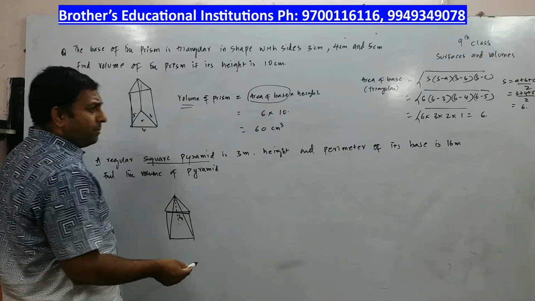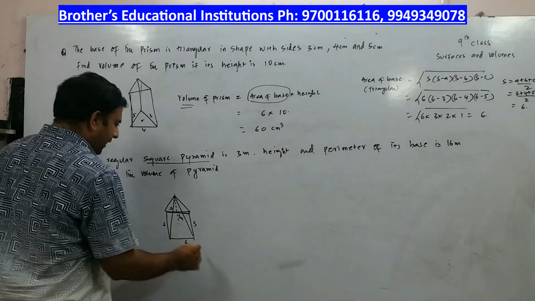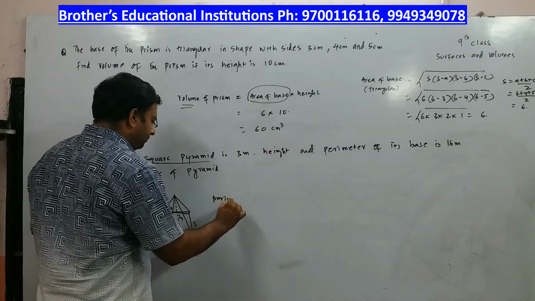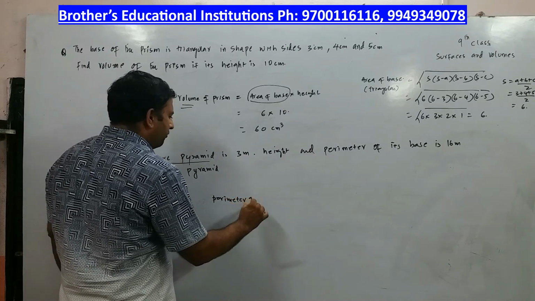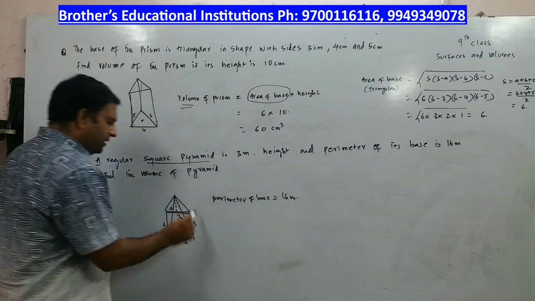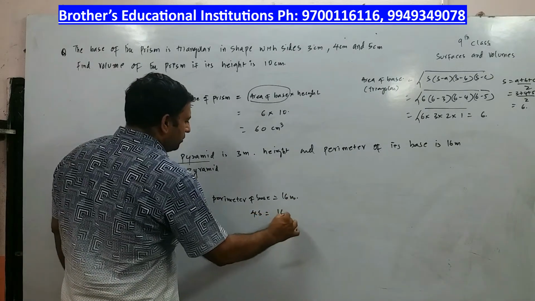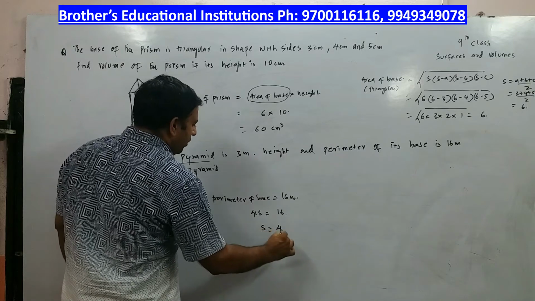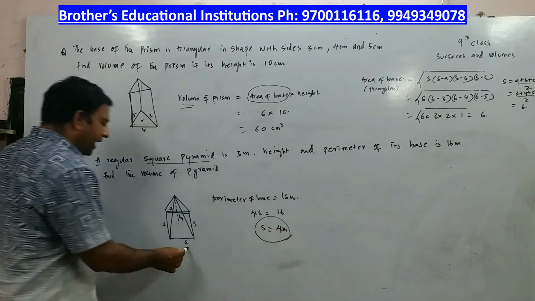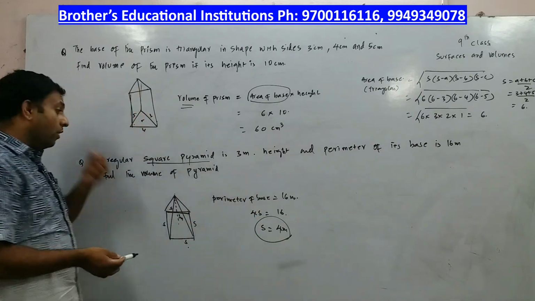And the perimeter of the base, perimeter is nothing but side plus side plus side plus side. What is perimeter given to you? Perimeter of base is equal to 16 meters. But base is a square base, and perimeter of a square base is what? 4s is equal to 16. So side is equal to what? 4 meters. So you got the side is equal to 4 meters. Now I have to calculate the volume of a pyramid.